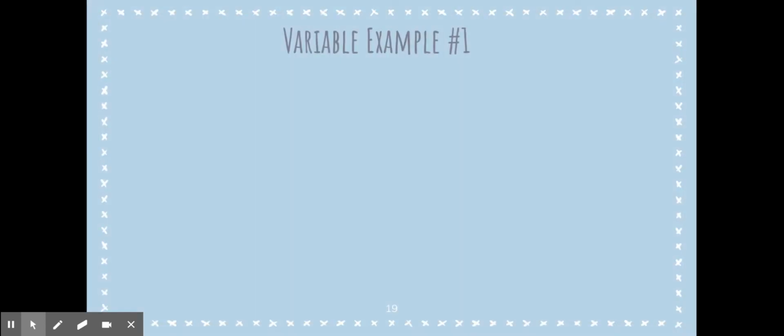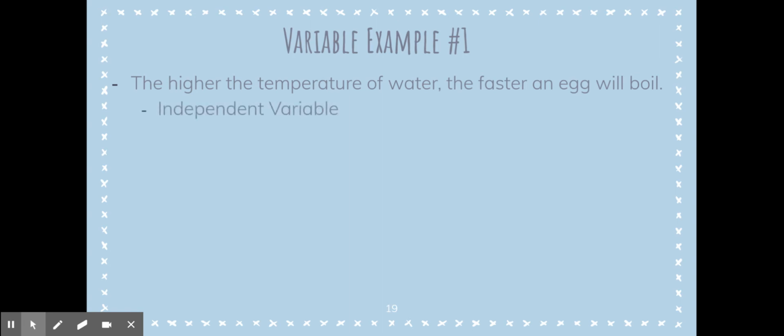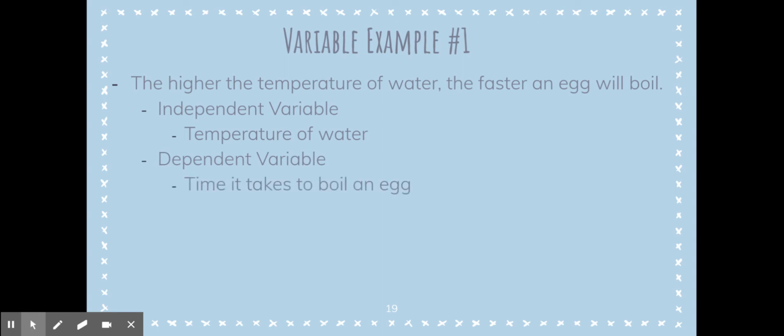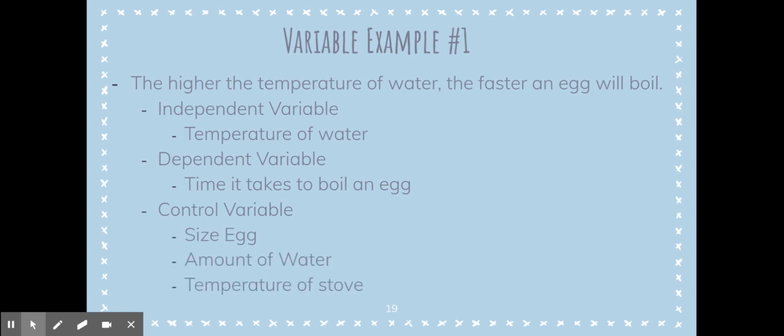So let's very briefly go through some examples of variables. The higher the temperature of water, the faster an egg will boil. So what are you going to change? Or what are you going to test? Well, in this case, we are changing the temperature of the water, and we're measuring the time it takes to boil an egg. Controls are the egg size, the amount of water, and the temperature of the stove.